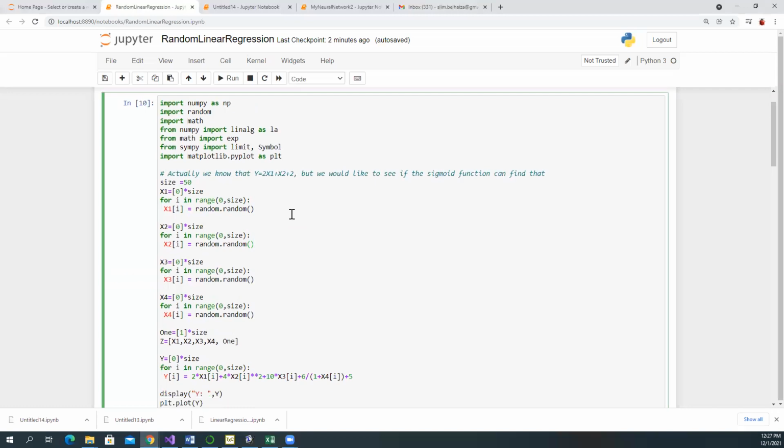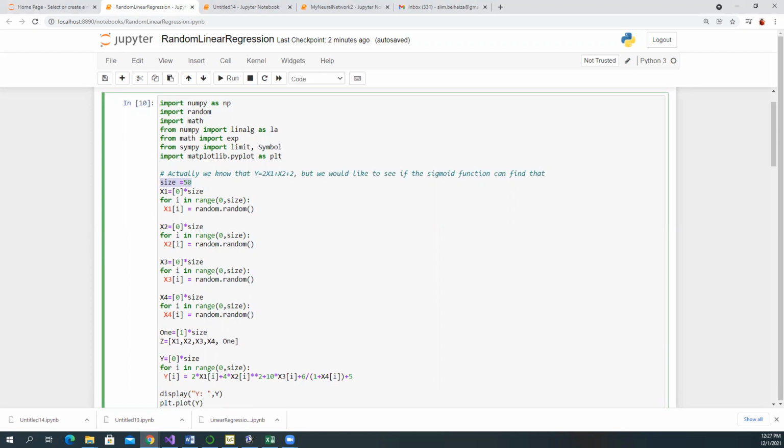Okay, so first of all, I'm using the random function from the random library. And the generated size here would be 15. You can change it, of course. And I'm generating 4 vectors of input, x1 till x4. And all the values that will be generated here will be between 0 and 1.